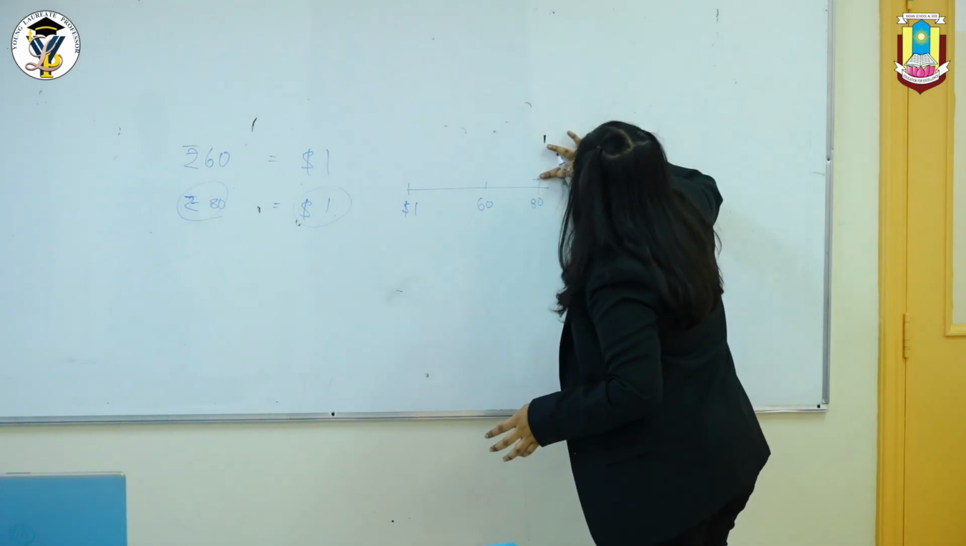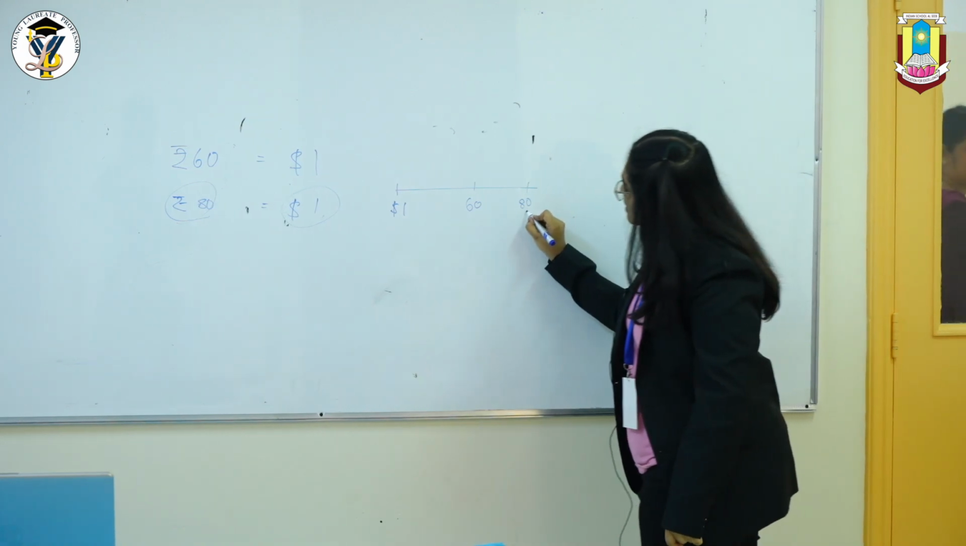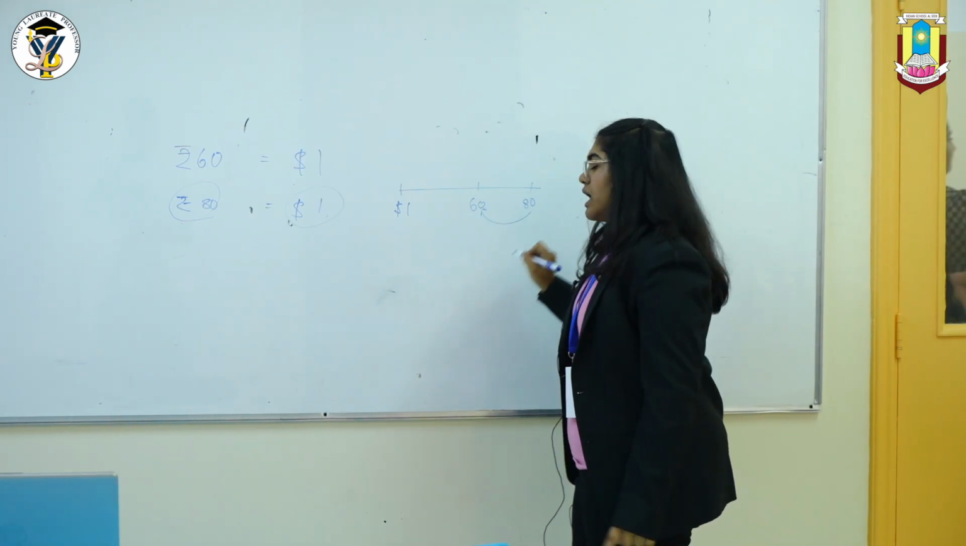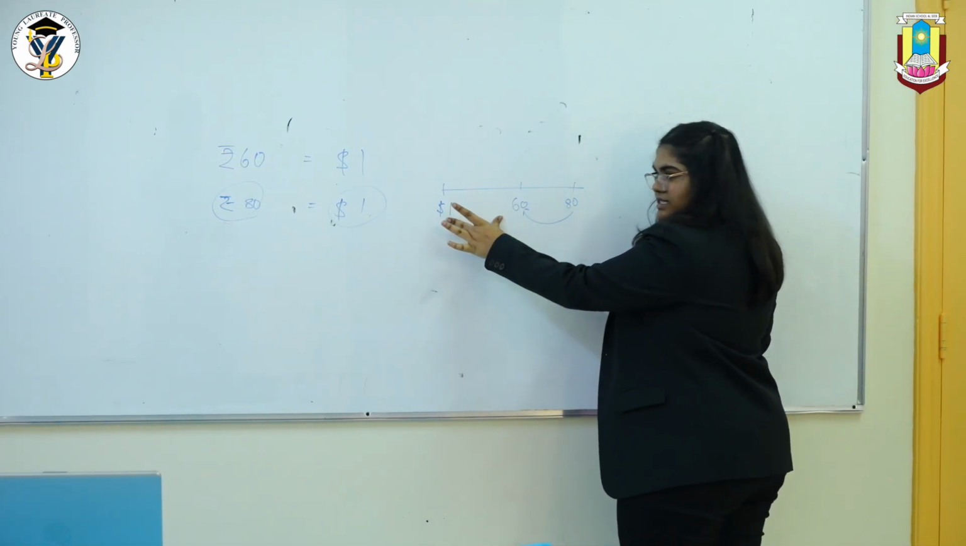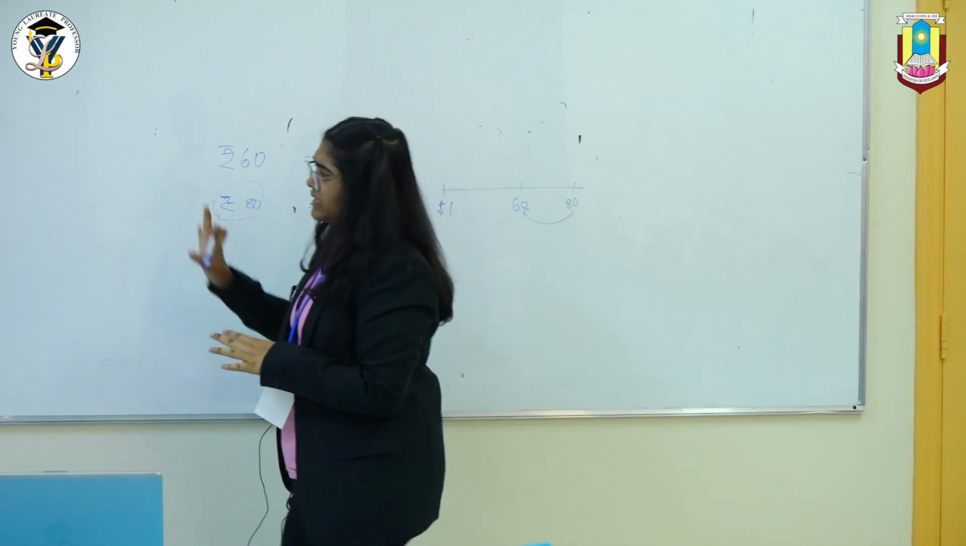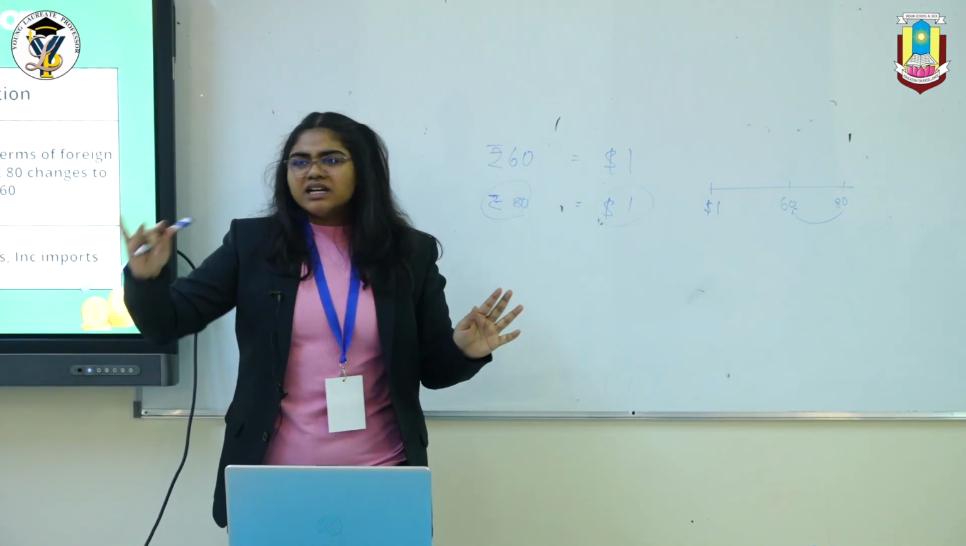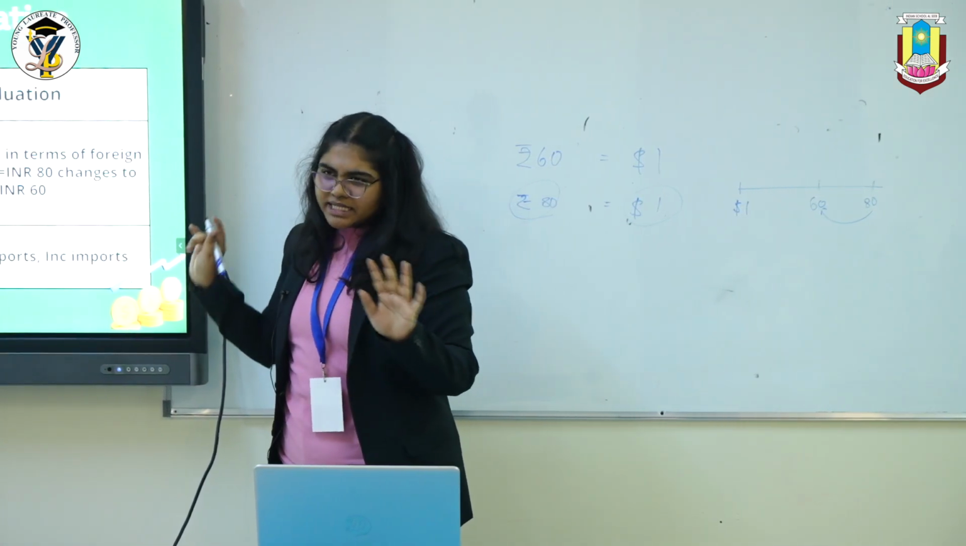Let's say earlier it was 80 rupees for $1. It has come to 60 rupees now. The distance is decreasing, so the value of domestic currency increases. If you understand this topic, the other two concepts later in the chapter will be very easy for you. Both of them are basically the same.